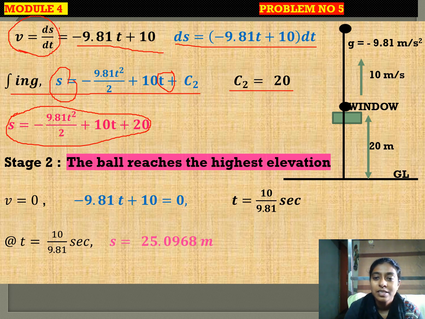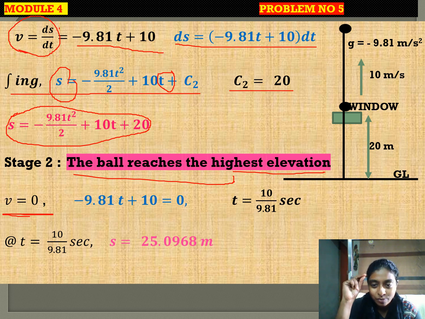Now, stage 2: the ball is reaching its highest elevation. When the ball reaches its highest elevation, we know the velocity will be equal to 0. At the highest point the velocity will be equal to 0 because for a particular moment the ball stops and then comes down. So the velocity at that point is equal to 0.